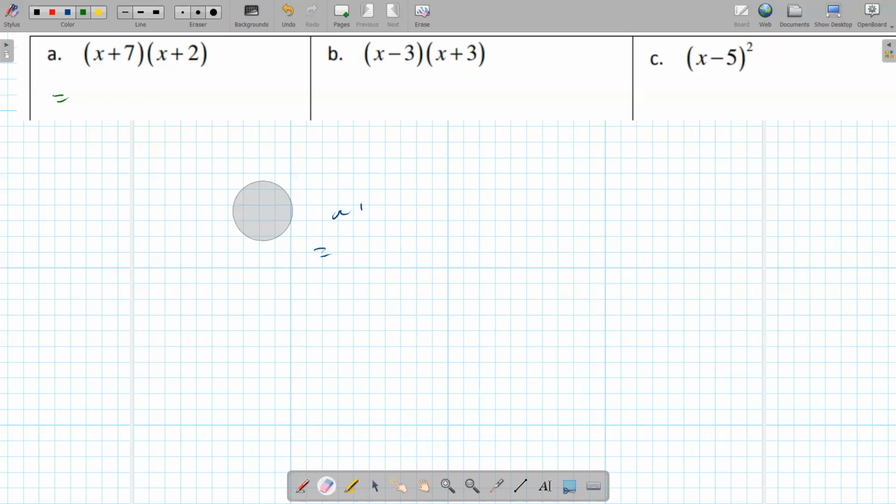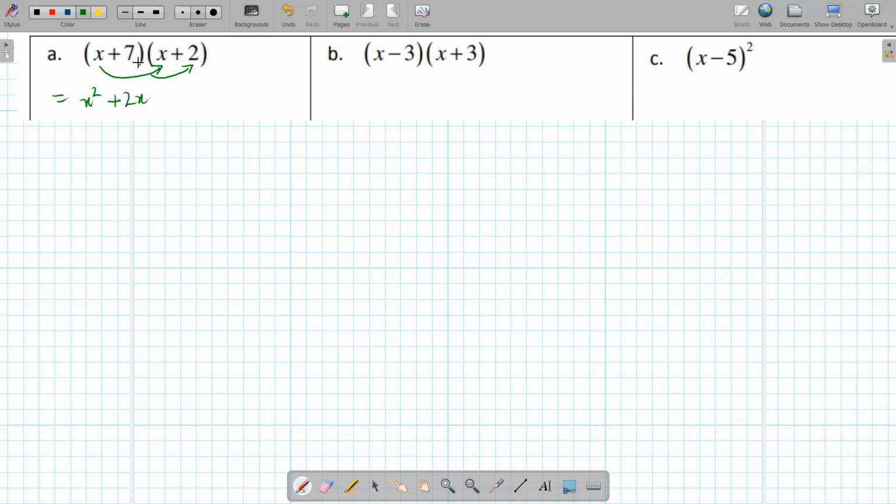Using this idea, we need to open this bracket, and in order to open this, you first do x times x, and then you do x times 2. So what is x times x? X to the power of 2. Yes, and then you have x times 2, which gives 2x. So you do plus 2x like that.